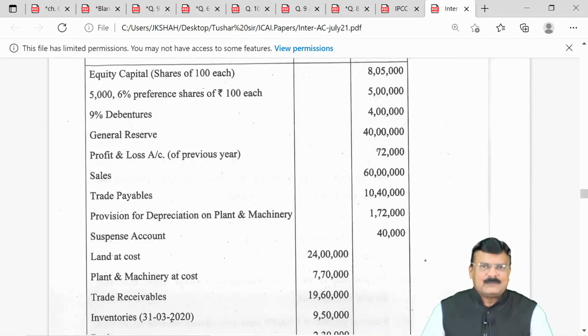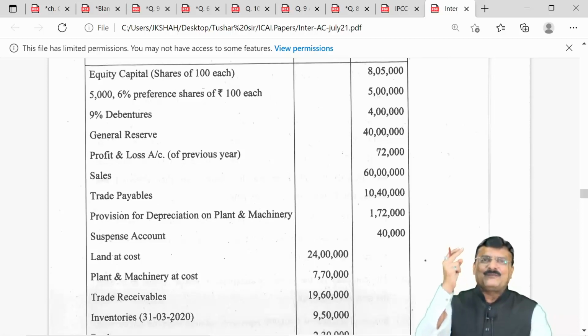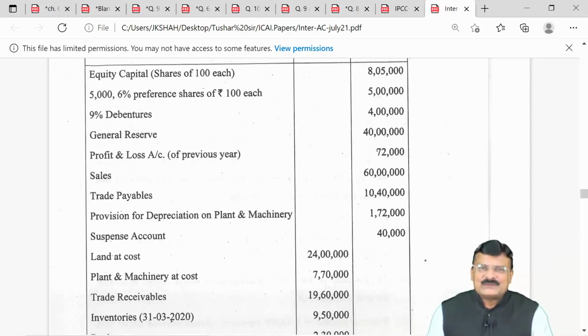Sales, trade payable, provision for depreciation on plant and machinery, that means plant and machinery is given at cost to you. Suspense account, even in our classwork sum there was a suspense account of 2,000, credit side if you remember, that was profit on sale of motor car, something like that here. Land at cost, plant and machinery at cost, opposite was provision for depreciation. Trade receivables, inventories on 31st March 20. Our year end is 31st March 21, so that is opening stock.